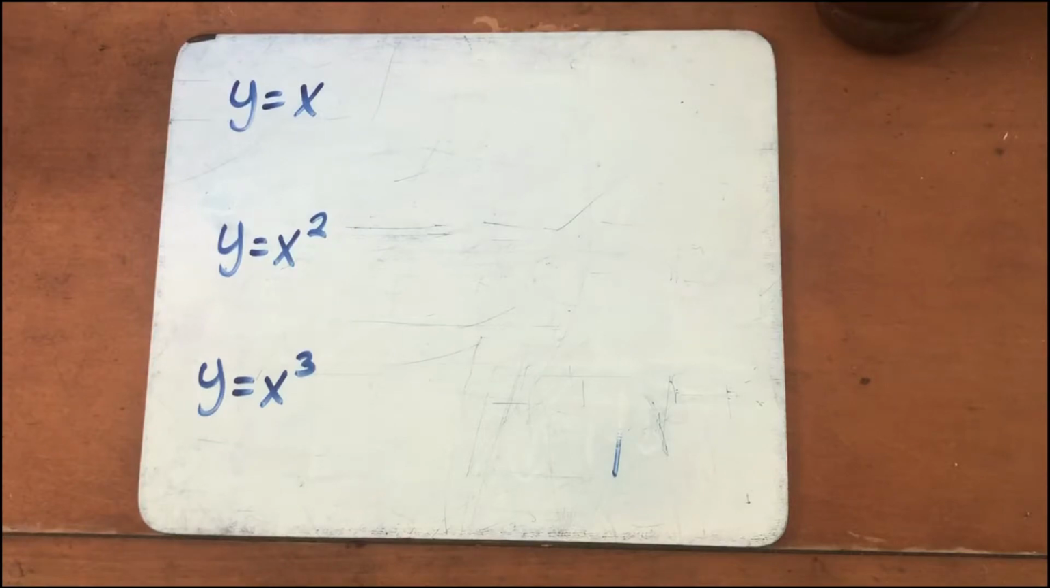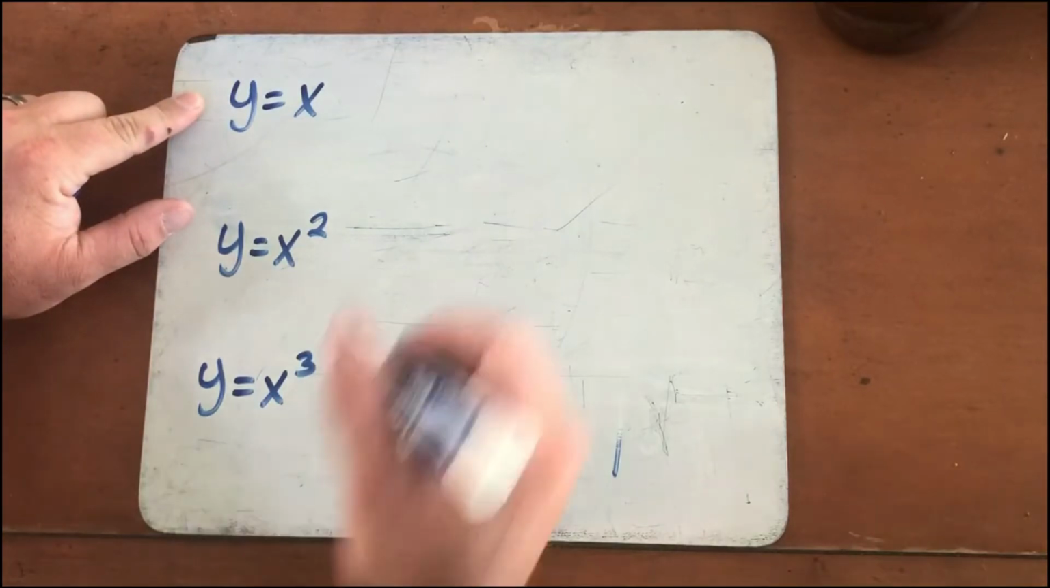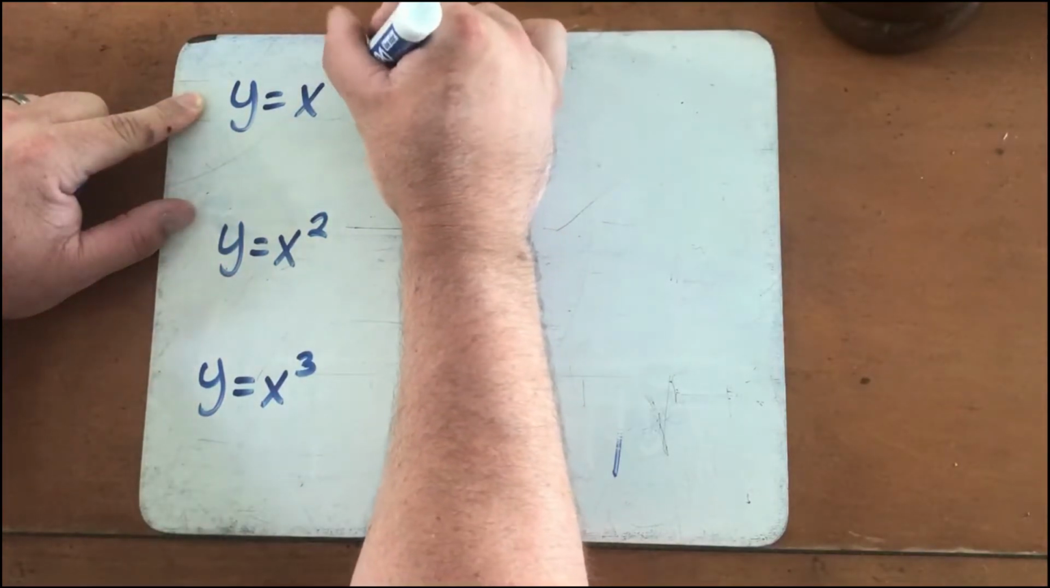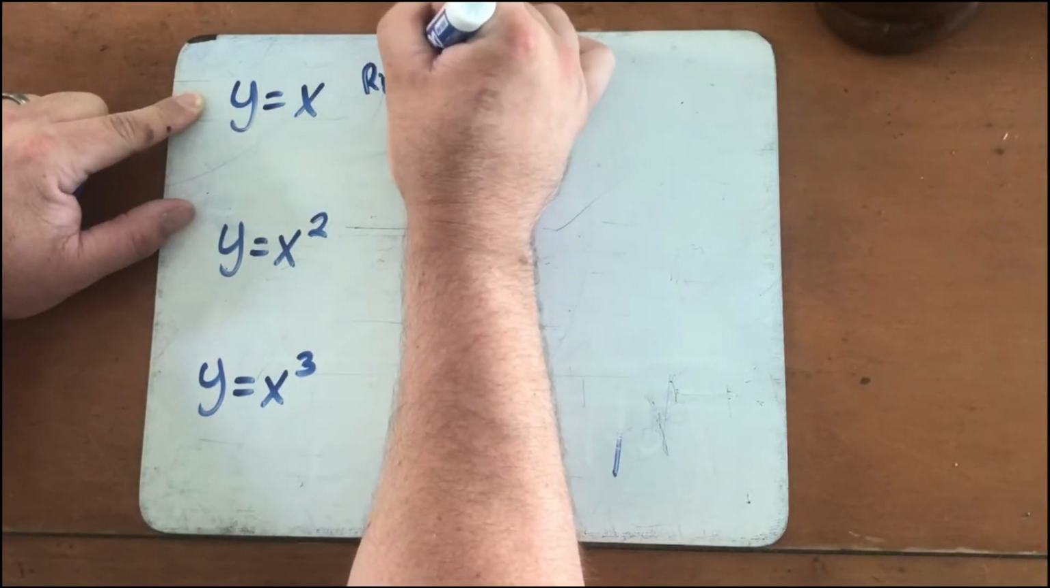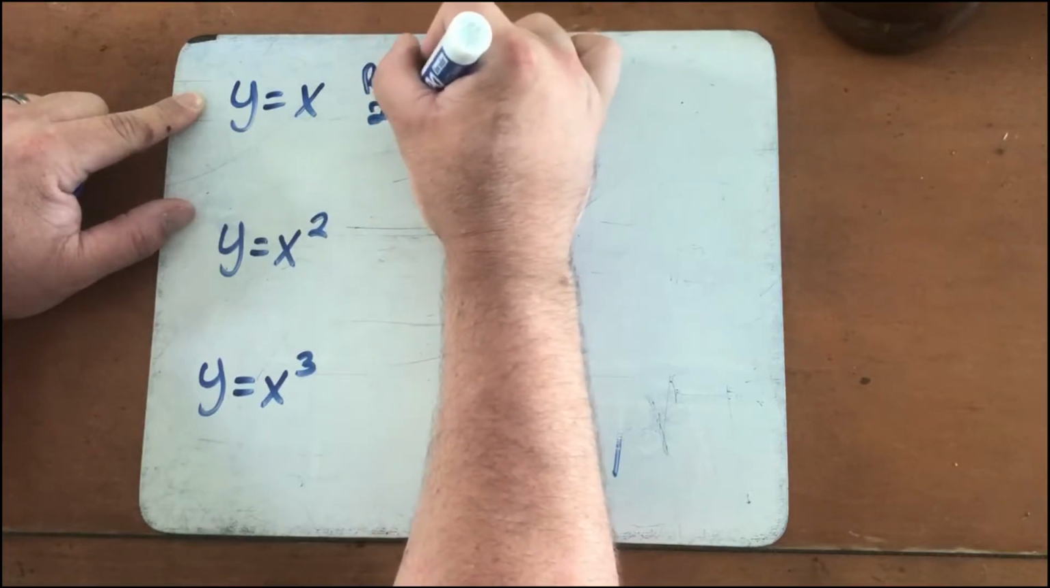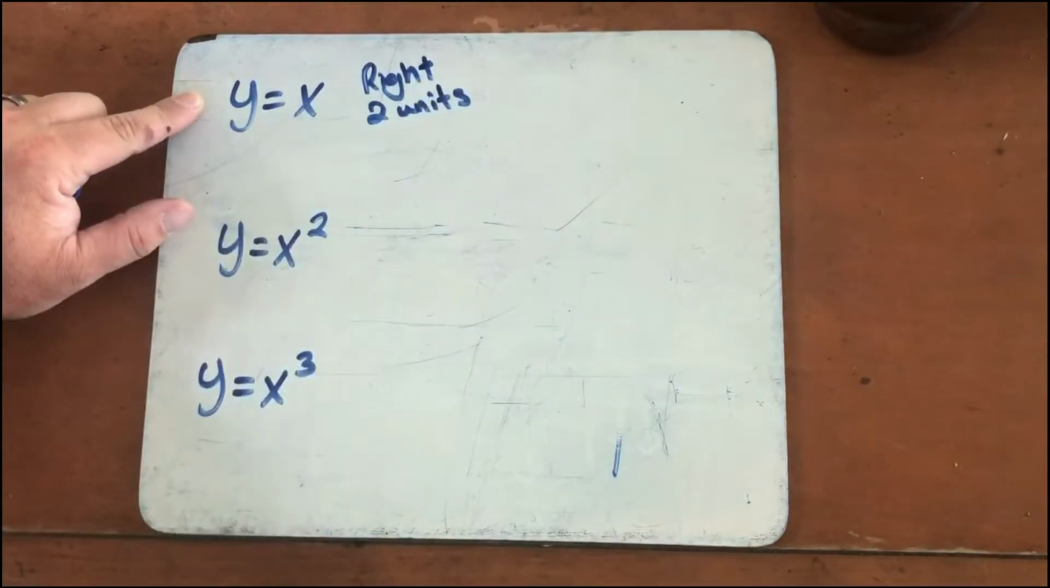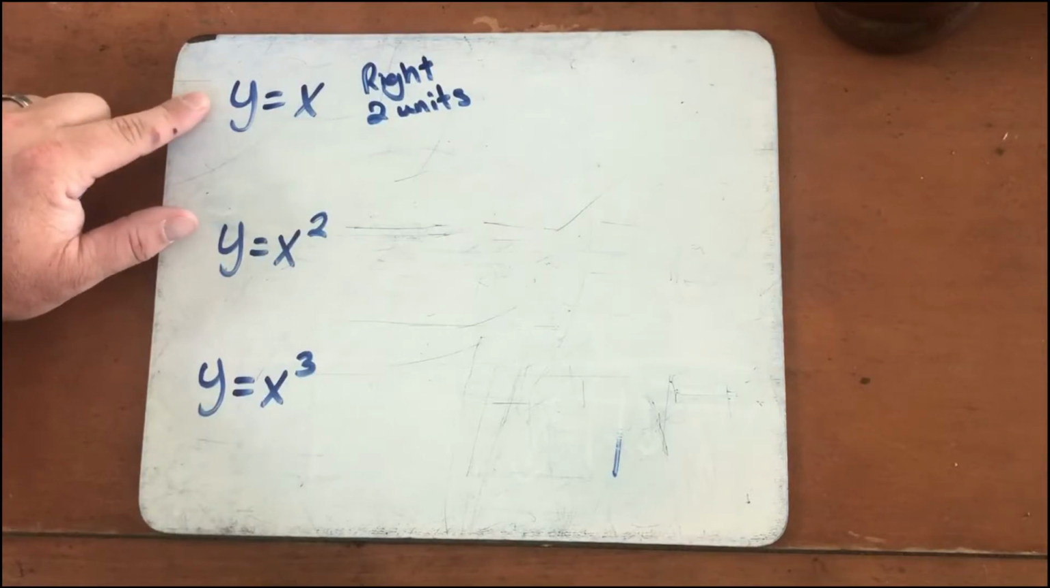So we're going to look at, I am trying to shift these some direction left or right, okay? Now, questions that might be provided with this might give you a shift and ask you how much it has been shifted. So in this case, let's start with y equals x. All right, if I want to shift this to the right 2 units.